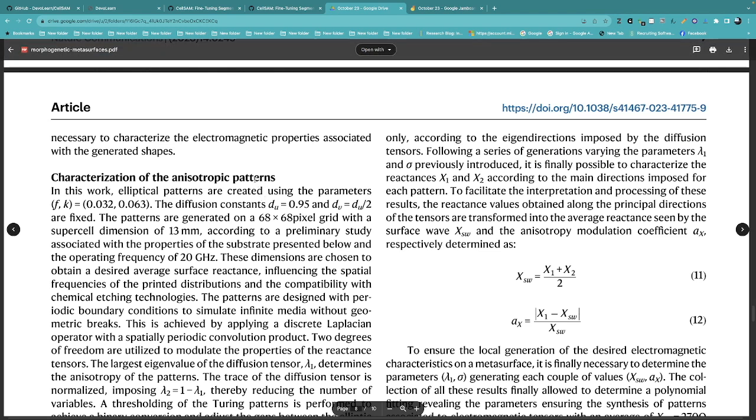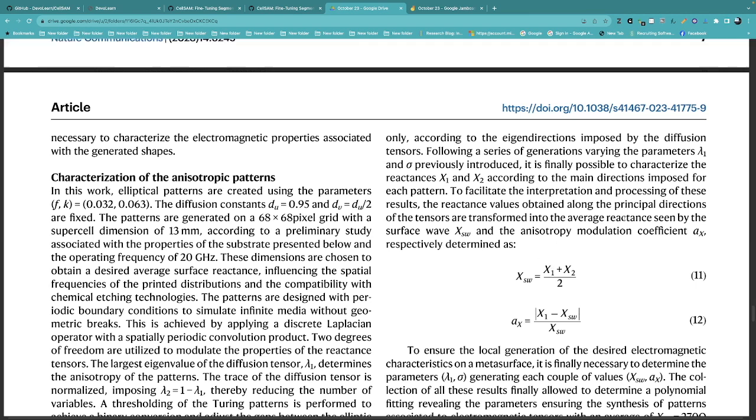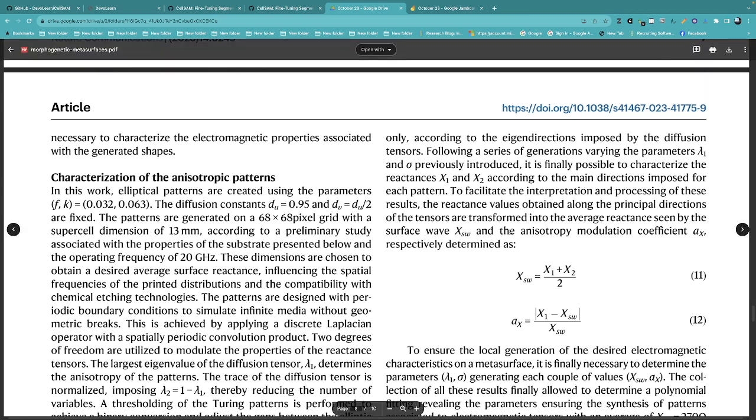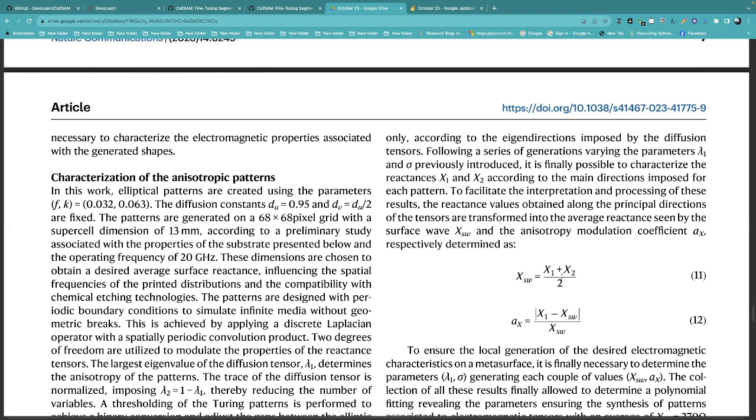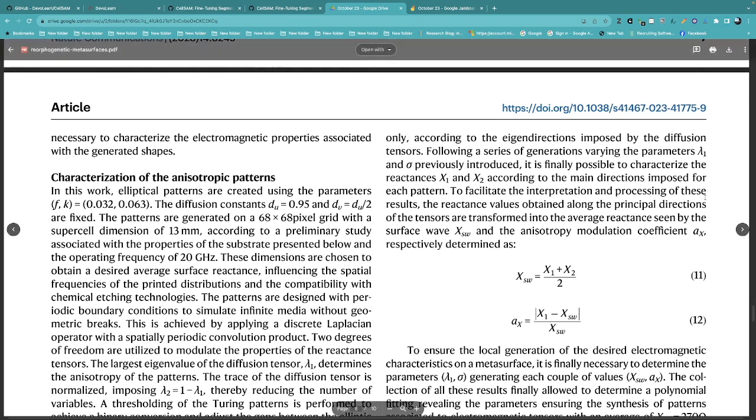Characterization of the anisotropic patterns. So this is where we have the average reactance and the anisotropy modulation coefficient. And these are stated in this way. There are these different reactances, and they're taking the average. In this case, they're taking the absolute value of X1 and XSW, which is the surface wave reactance, and then averaging that by the surface wave reactance. So AX is this anisotropy modulation coefficient.